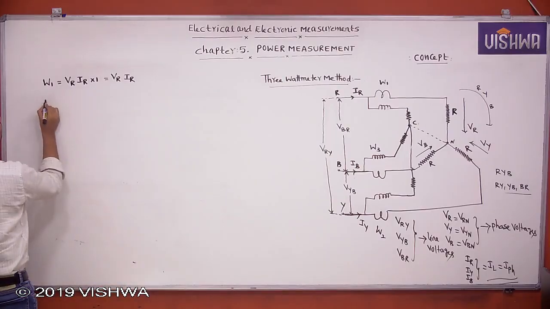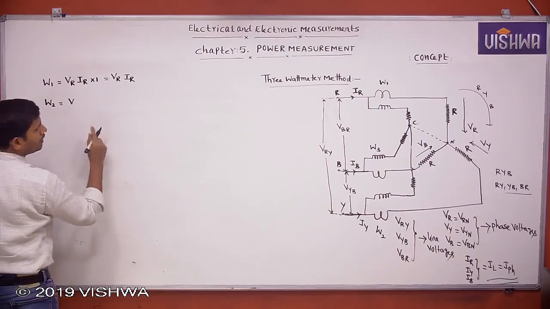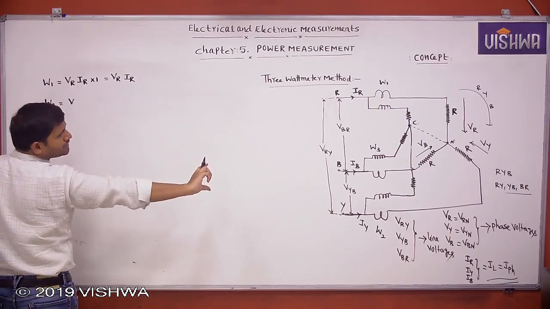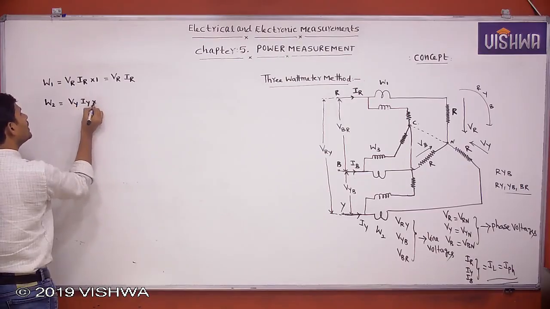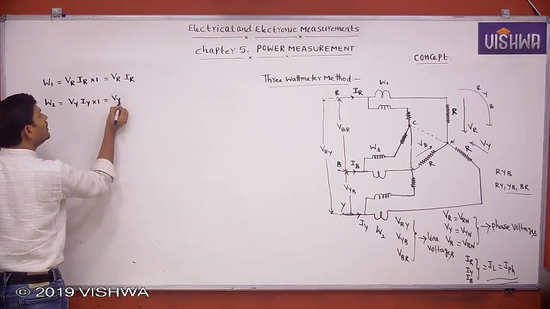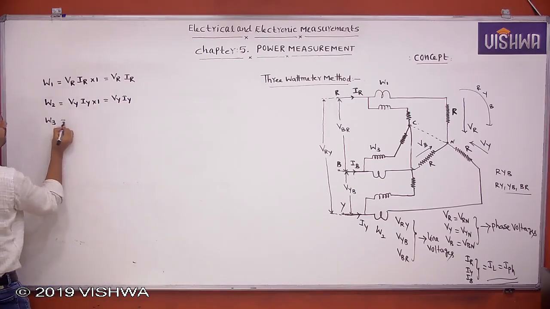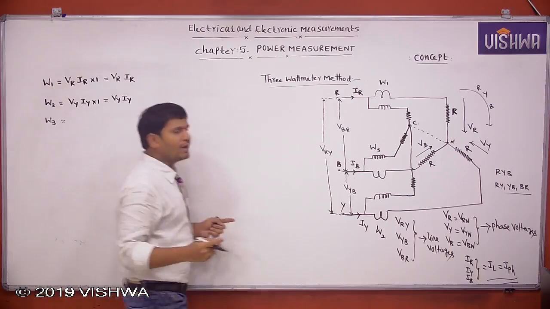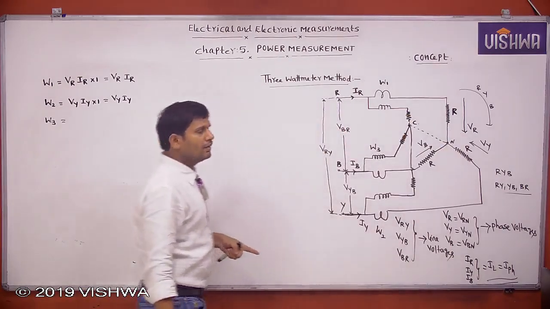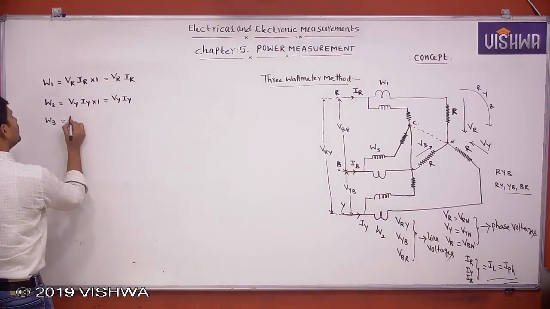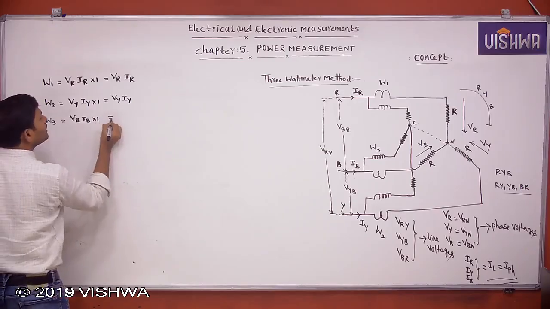Then similarly, what is W2 equal to? What is the pressure coil reading? W2 measures VY into IY. Power factor is unity, so that is VY into IY. What does W3 measure? What does its pressure coil measure? VB. Then VB into IB into power factor unity, that is VB into IB.